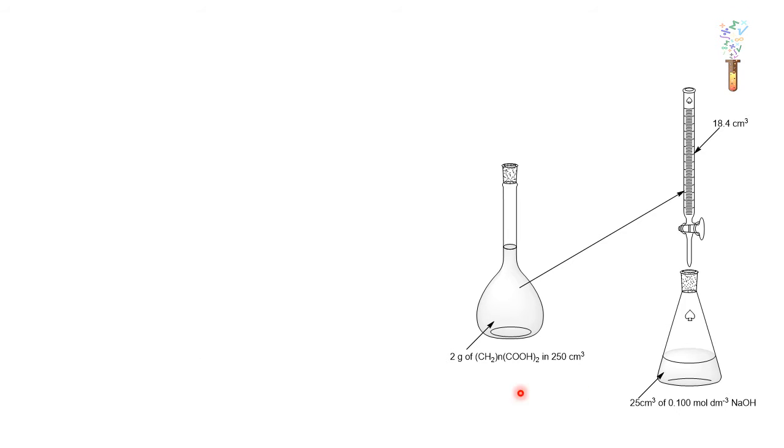The first thing I would do is I would try to visualise it. So I've drawn myself a little diagram here. I put the 2 grams into water, 250 centimetres cubed. I've got that in my volumetric flask. It then said we put that in the burette, so I've drawn an arrow, I've put that in the burette, that we used 18.4 centimetres cubed to neutralise 25 centimetres cubed of sodium hydroxide.